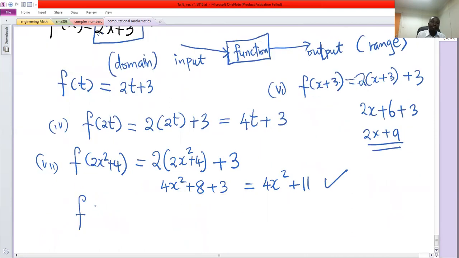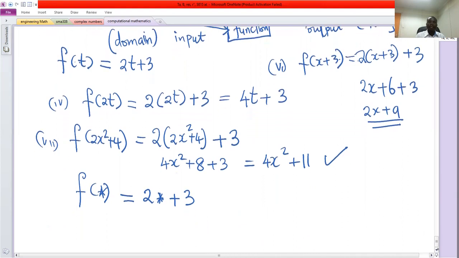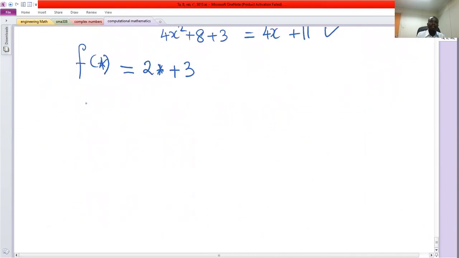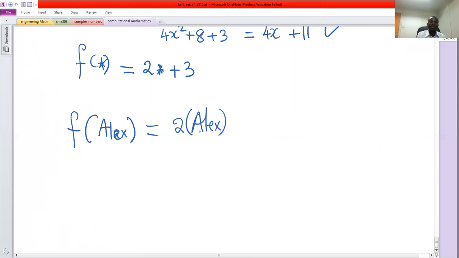And then f of star. The same machine: you give it any input, it multiplies by 2, and then adds 3. So it will be 2 star plus 3. Assume you are called Alex. If you say you want to define f of Alex, then for this machine, it will simply multiply this input called Alex by 2, and then add 3. So this will be the answer.